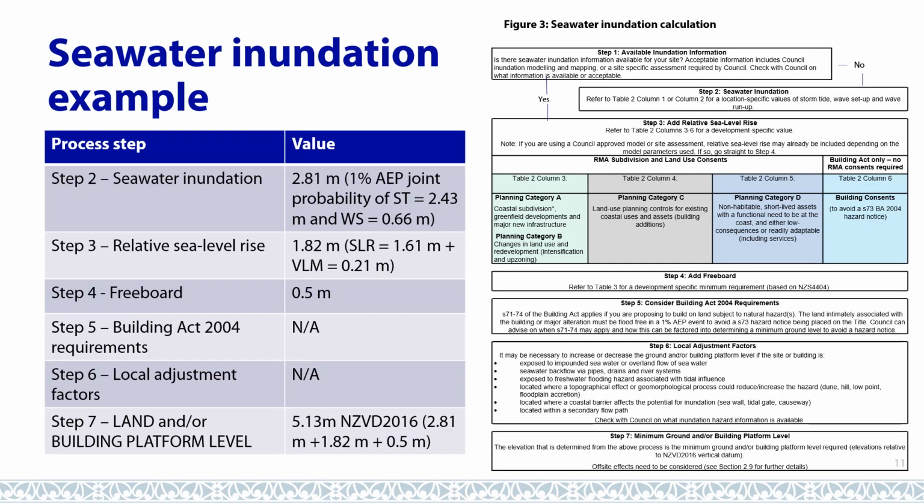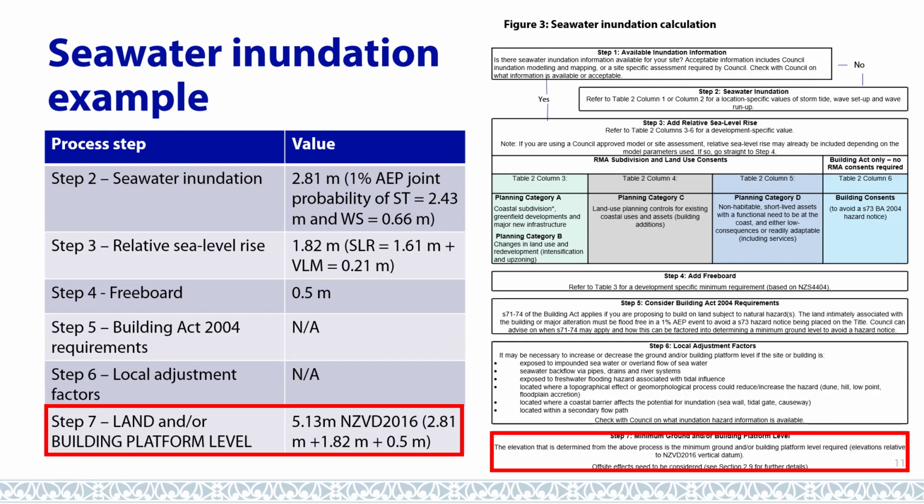The final step in the process is to add all of the values obtained from each of the steps together. For our Tata Beach example, the total elevation for the building platform for this new dwelling needs to be 5.13 metres above sea level using the New Zealand Vertical Datum 2016 as a reference.